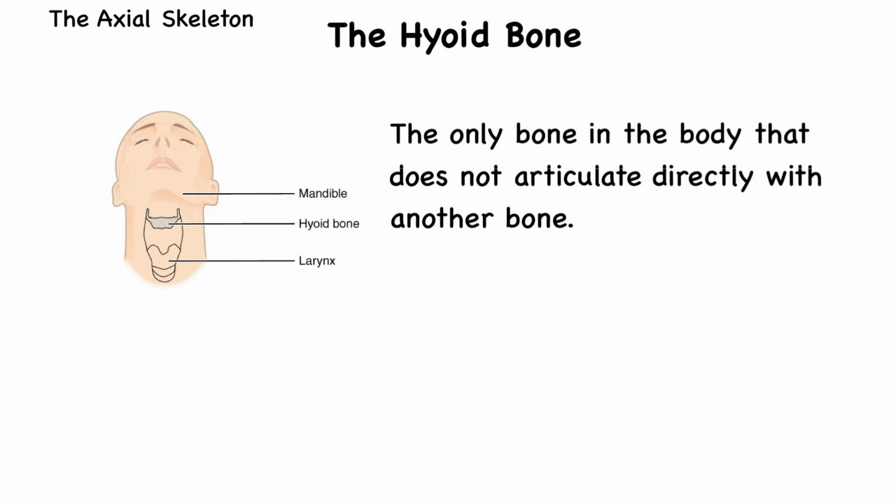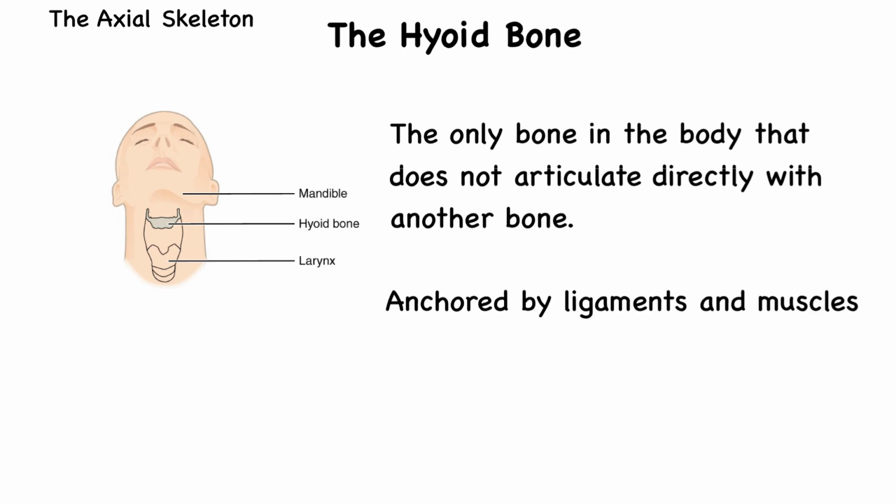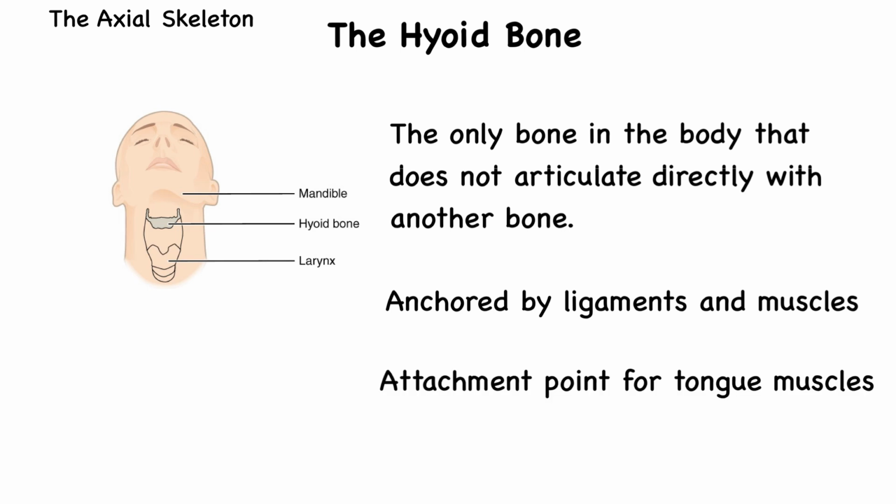It's anchored by ligaments and muscles and provides an attachment point for tongue muscles, which are critical for speech and swallowing. It also stabilizes the larynx and supports the airway.